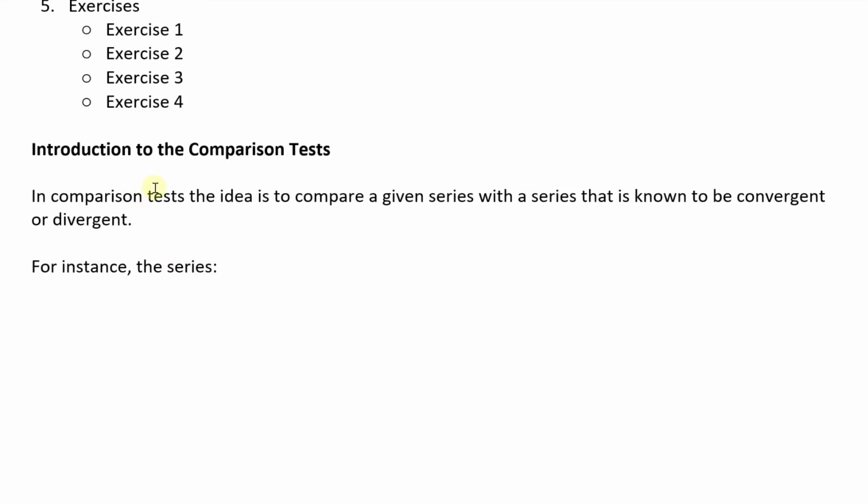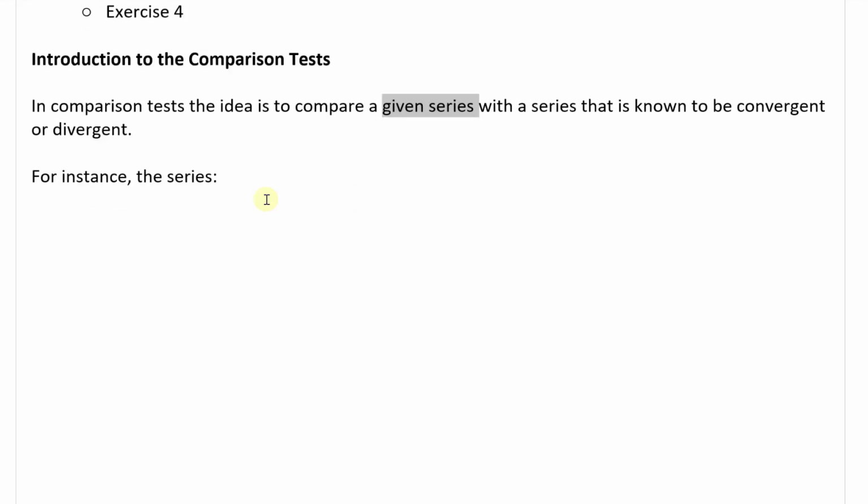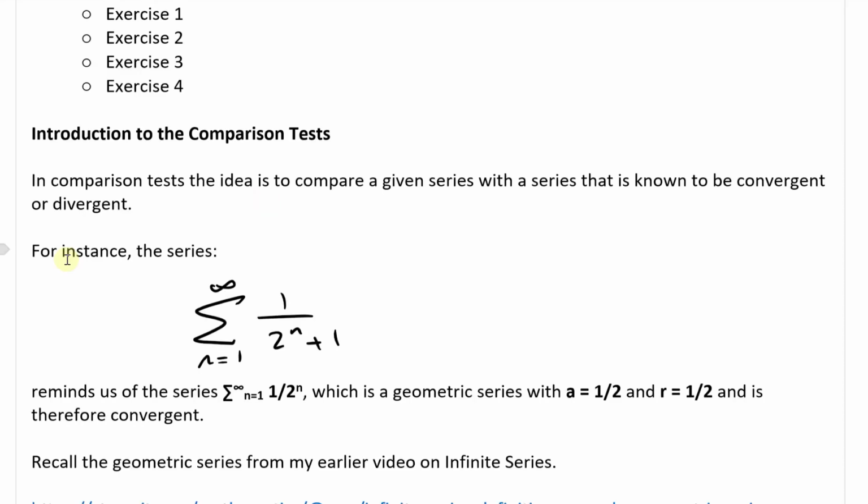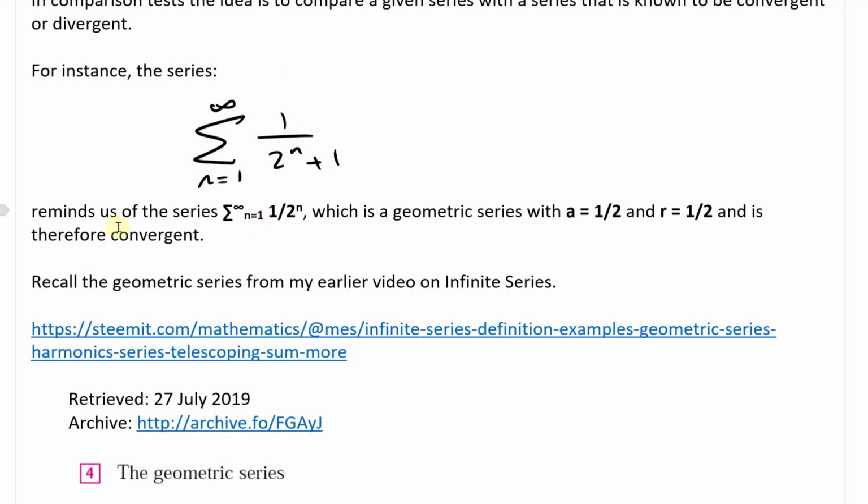So let's go further. So introduction to the comparison test. In comparison test, the idea is to compare a given series with a series that is known to be convergent or divergent. For instance, the series, the summation from n equals 1 to infinity of 1 over 2^n plus 1. This series is very similar to this one right here. It reminds us of the series summation from n equals 1 to infinity of 1 over 2^n. So just remove that 1 there.